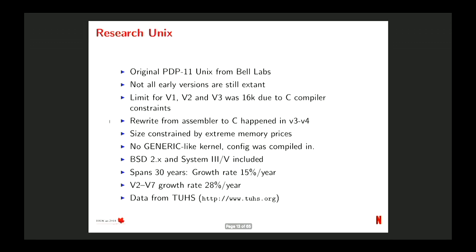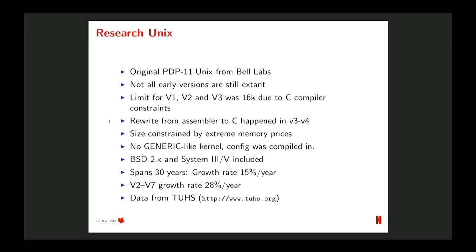So if we look at Research Unix, it was originally, for those who don't know, done on the PDP-11. The first few versions of Unix were limited to 16K because that's all that the C compiler at the time could produce. In order to break the 16K barrier, they had to improve the C compiler so that it could generate larger images.